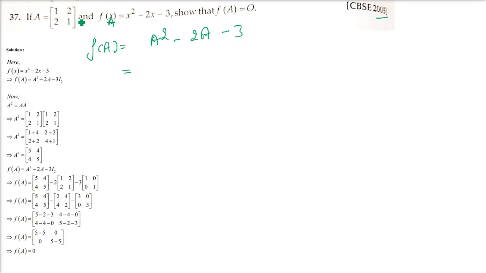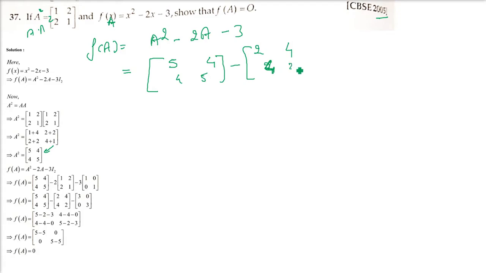So just A dot A. I am not doing it. I am just telling you what is the value. A square I am using directly. I hope you will be able to do it. It will be 5, 4, 4, 5. And minus twice of this. So multiply this by 2. So 2, 4, 4, 2.